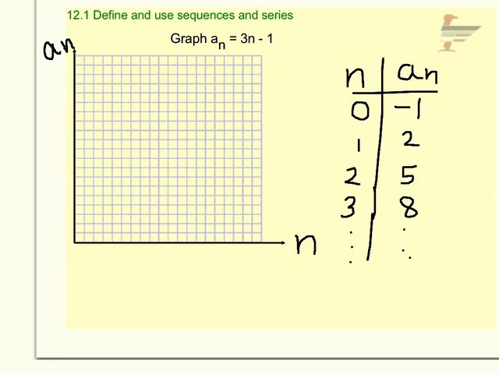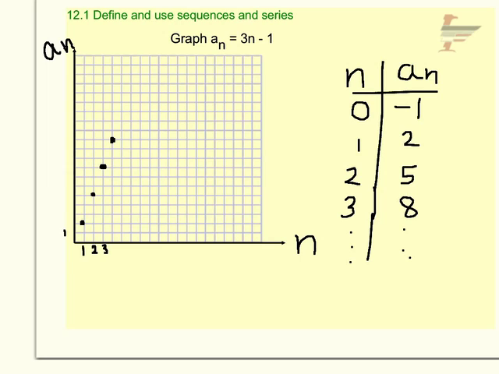But 0, -1 I'm not going to graph because that's not on my graph, but 1, 2 would be right here, 2, 5 is here, and 3, 8 is here, and you can definitely tell it's linear. I could go over to 4 and I know that it's going to be at 11. So here, and I should give some increments, obviously this is 1, 2, 3, etc. Same thing on the y-axis, or excuse me, the a sub n axis.